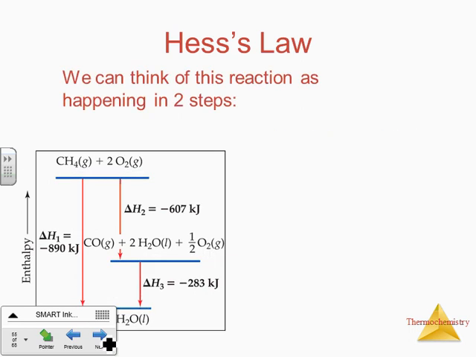So we can actually think of this reaction as happening in two steps, and this is the way that this works if we're going to write it out, okay? So our first reaction here would be the CH4, and I'm going to try to squeeze this in here, plus the 2O2 gives us CO, carbon monoxide, plus 2H2O, plus 1/2 O2. Okay, so that's our first step.